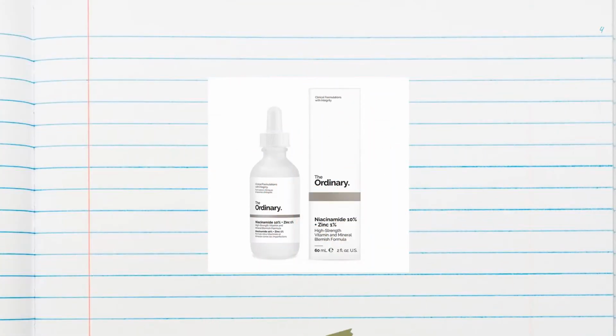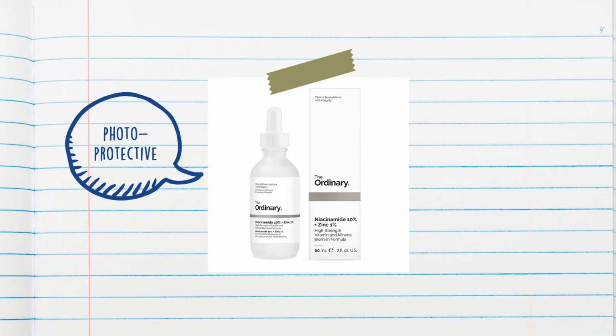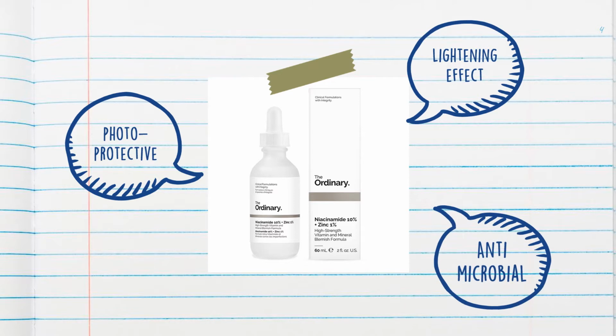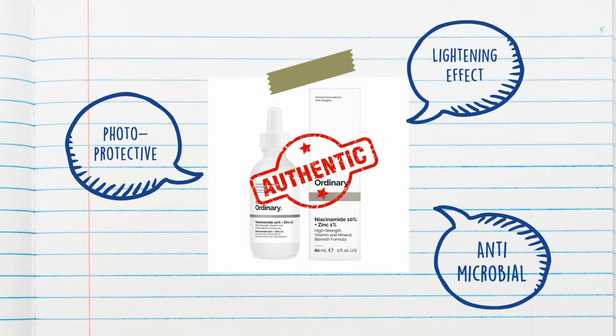Some of the characteristics of niacinamide are: first, photoprotective, where the skin is able to cope with molecular damage caused by sunlight. Second, it has lightening effects that help to brighten the skin. And third, it is antimicrobial, which means it is able to fight microorganisms, hence it can help to prevent acne. Due to these characteristics, niacinamide is a safe compound often used in cosmetics.